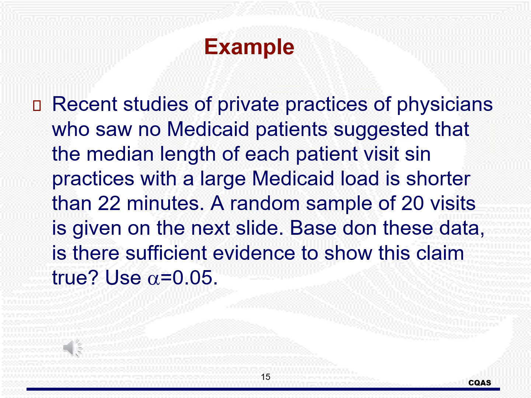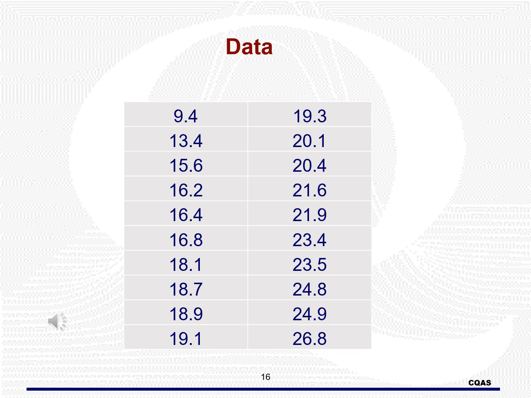Here is an example where an analyst would like to see if the median visit time is less than 22 minutes. We have a sample of 20 visit times. Let's look at the data. You can see here that there will be no ties. Also, there will be 5 positive ranks and 15 negative ranks. This is because there are 5 observations that have values greater than 22.